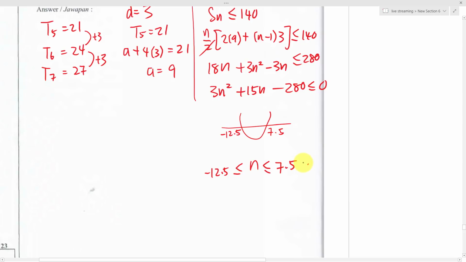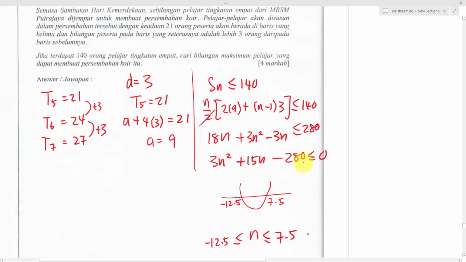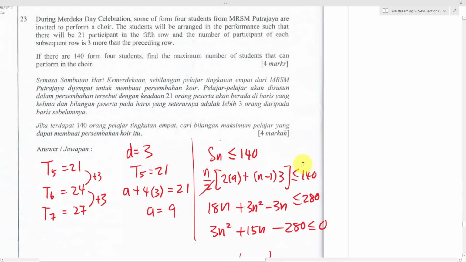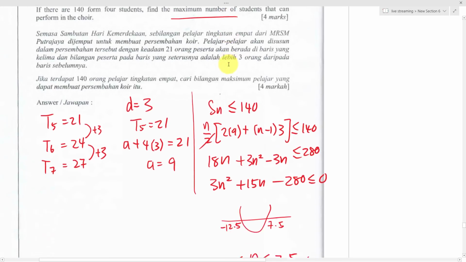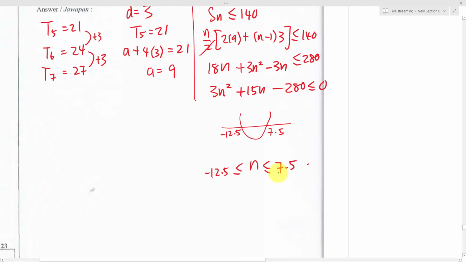So my n value should be between here. What I need to know is the maximum number. We know n must be an integer because n is the number of rows here. We cannot have 7.5 rows. So we cannot take 8, because 8 is already more than our calculation. So we can only take 7. So n will be 7 for the maximum number of students.